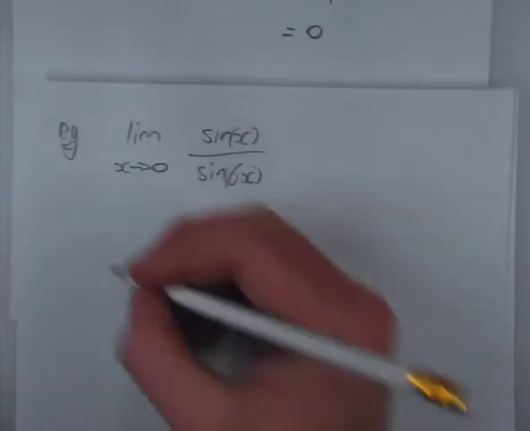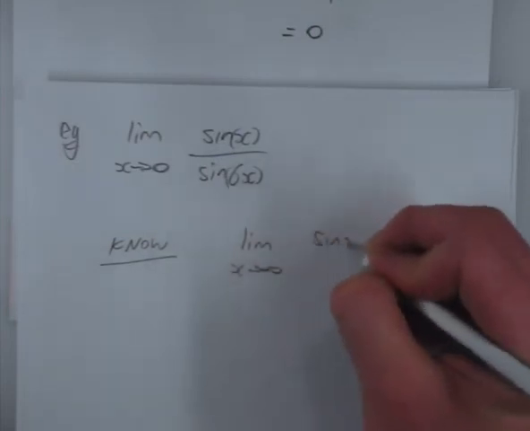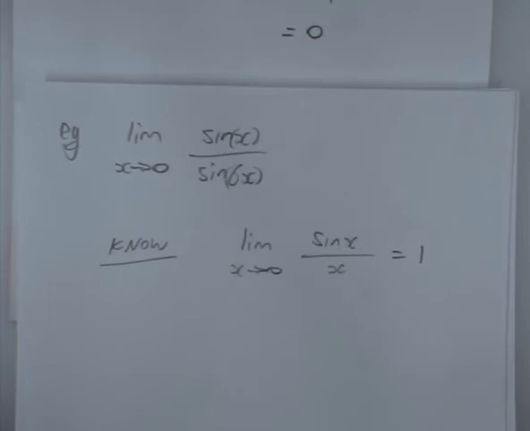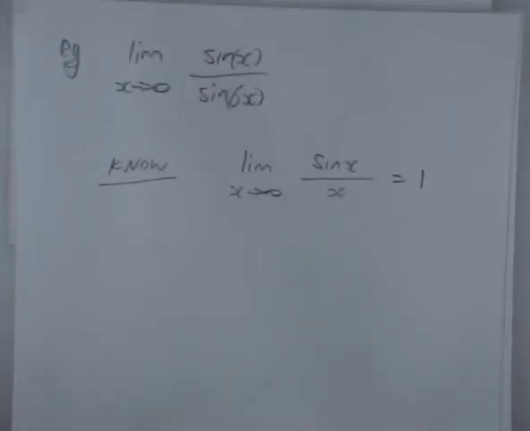Okay, so what we do know is that the limit as x goes to 0 of sine x on x is 1. Okay, that's the fundamental trigonometric limit, and you're supposed to just know that. All right? So, I need to rewrite this to look more like that.